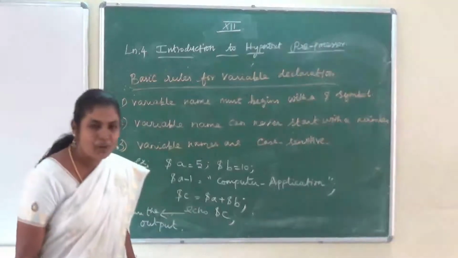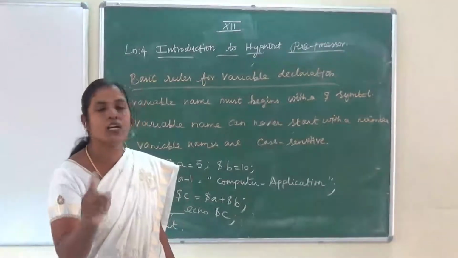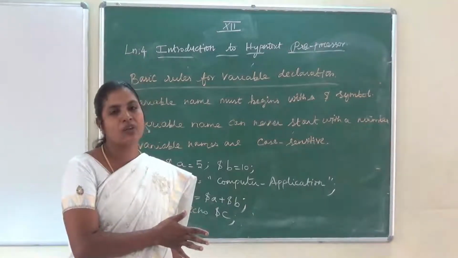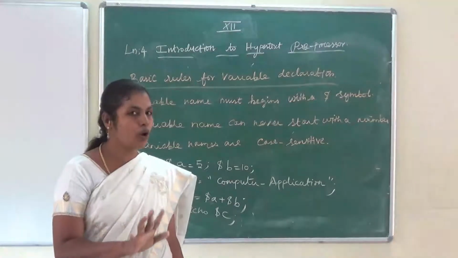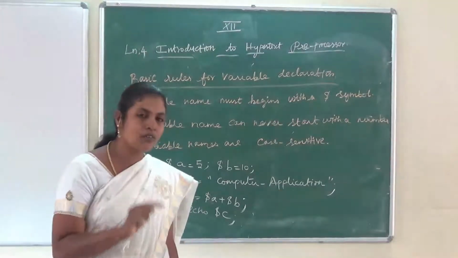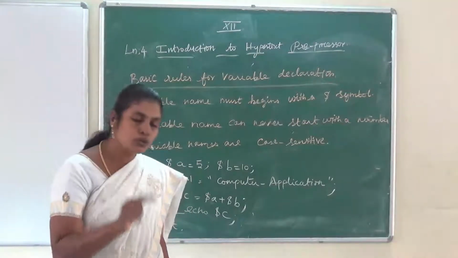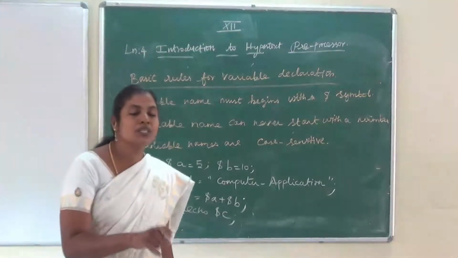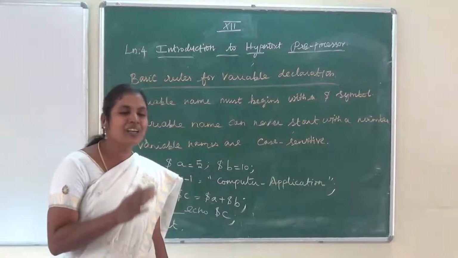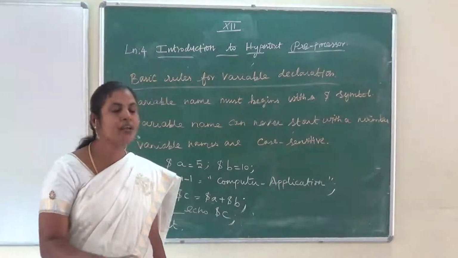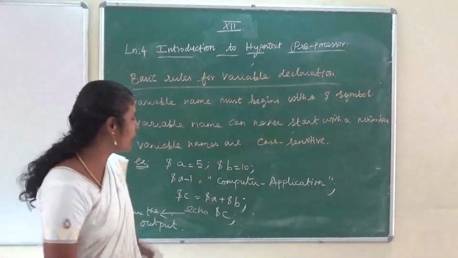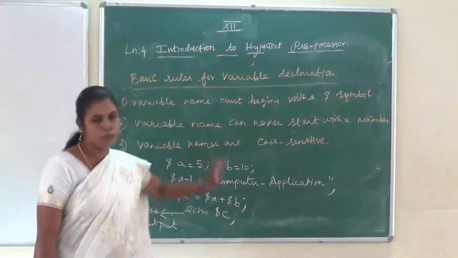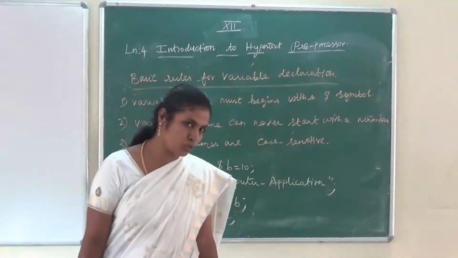First one, the variable name must begin with the $ symbol. Already I explained that one. In other programming languages, a variable should not start with the $ symbol, but in the PHP server-side scripting language it should start with the $ symbol. Next one, after the $ symbol, the variable name must start with characters only, not a number. That's why the second rule explains that a variable name can never start with a number. It must start with characters only.